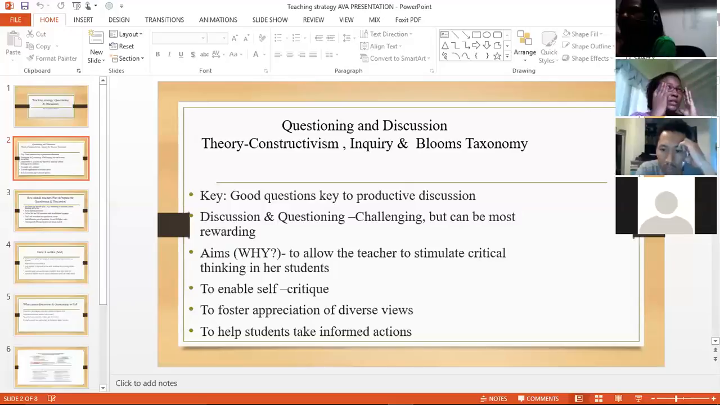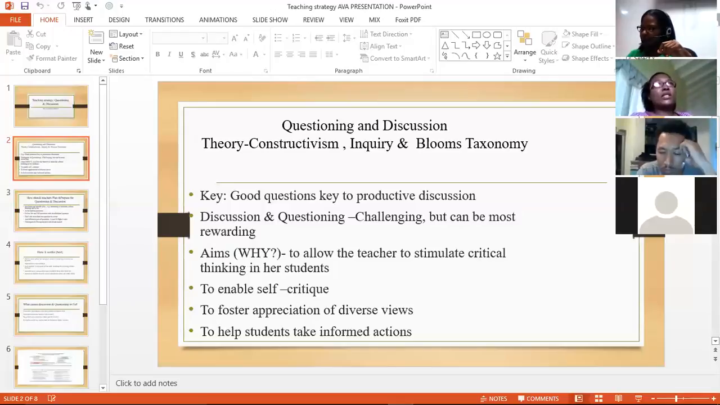So they start off with something, and then you want to begin the thought process. You also want to be able to do self-critique. You want to foster diverse views in your classroom, and you also would like to have your students make or take informed actions.